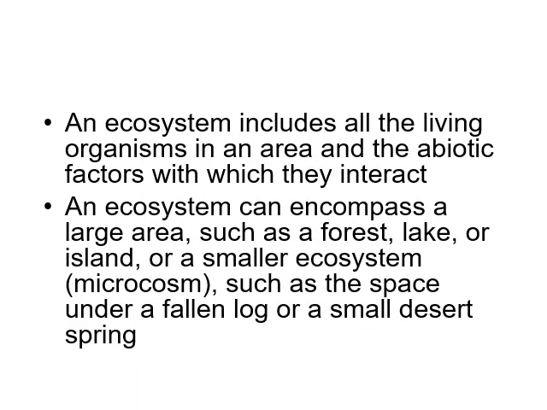Okay. So nota ini self-explanatory. An ecosystem includes all the living organism in satu area dan juga termasuk dia punya factor abiotic yang dia interact. Okay. So dia kata an ecosystem can encompass a large area, boleh jadi forest, boleh jadi tasik, boleh jadi island. Okay. Atau boleh jadi small ecosystem, kita panggil microcosm tu. Okay, such as space under a fallen log or a small desert spring. Okay. So dia macam micro ecosystem yang kecil. Okay, jadi ada their own world.